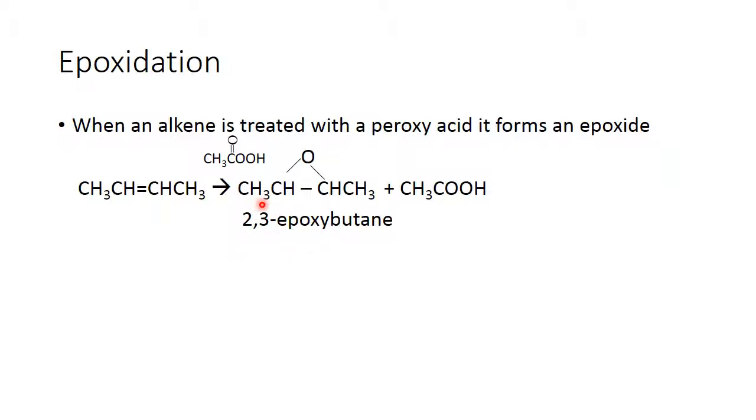The name of this one is 2,3-epoxybutane. The other product that is made, since you're taking an oxygen out of the peroxyacid over here, you make the carboxylic acid.